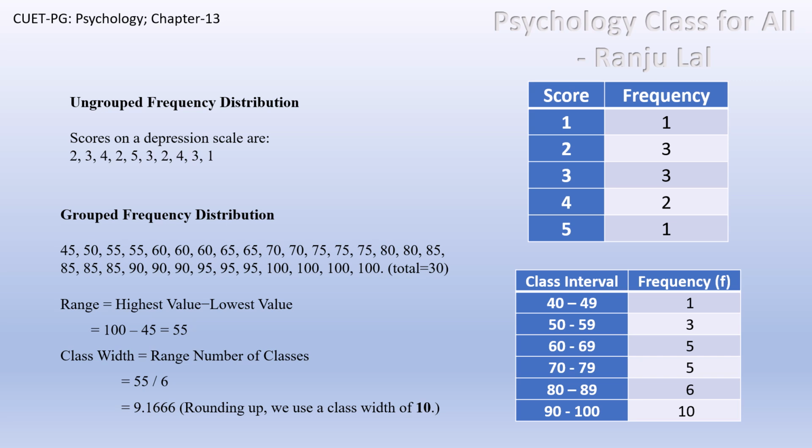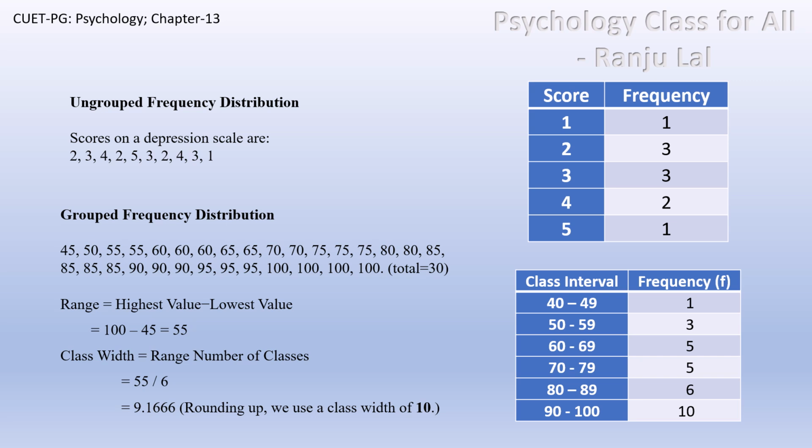By taking a hypothetical data set, I have mentioned all the steps here. It is a reflection of 30 students in this hypothetical data. Here we identified the highest and lowest values, 100 and 45. Then we determine the range, that is 55. Then we calculated the class width, that is 55 upon 6, and the result is 9.166, and so on. So rounding up, we use a class width of 10.